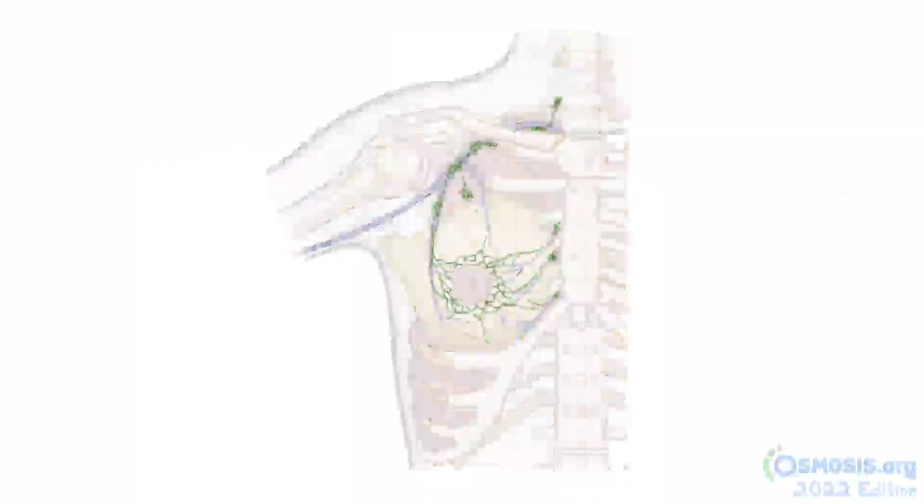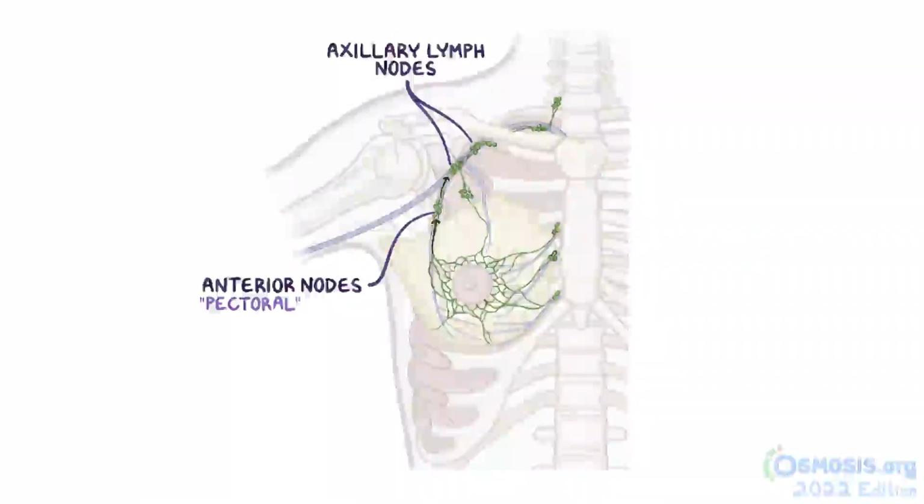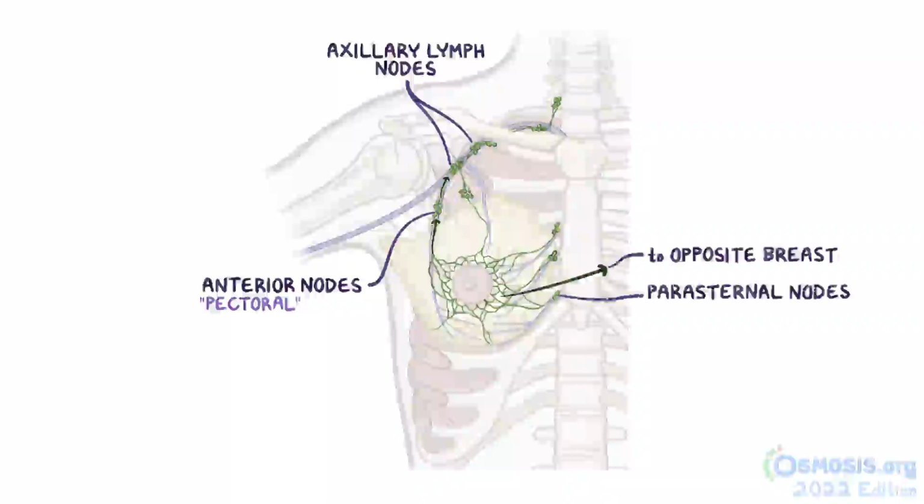Lymph from the lateral breast quadrants drains to the axillary lymph nodes, and initially to the anterior and pectoral nodes. The remaining lymph, especially from medial breast quadrants, drains to the peristernal lymph nodes or to the opposite breast. Lymph from the inferior quadrants may pass deeply to the abdominal lymph nodes.